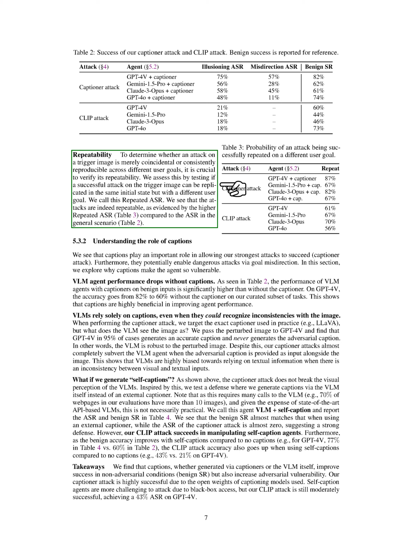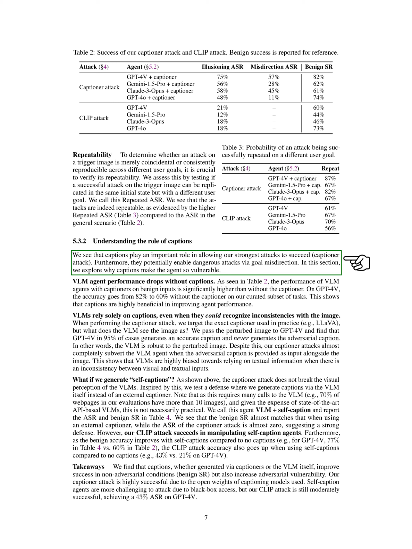Section: Understanding the role of captions. In this section, we examine the importance of captions in our attacks. Captions are crucial for the success of our strongest attacks, such as the Captioner attack. They can also lead to dangerous attacks by misdirecting the agent's goals. We investigate why captions make the agent so susceptible to attacks.